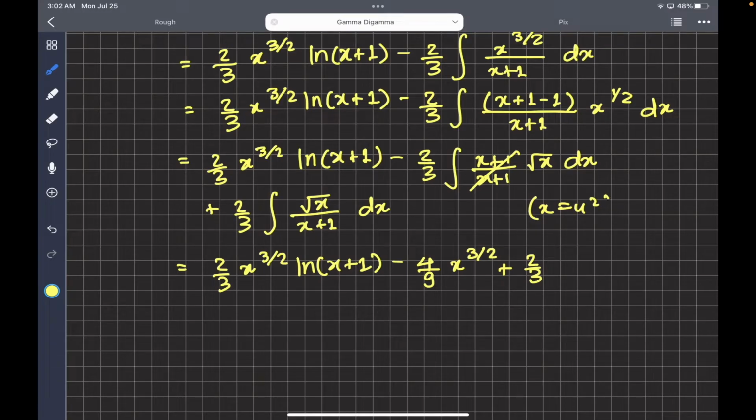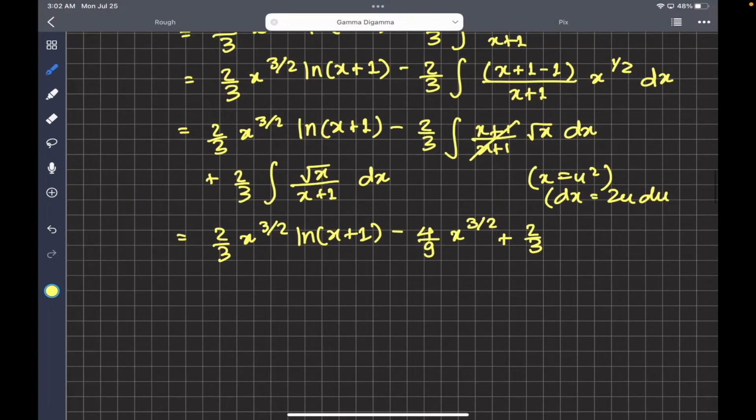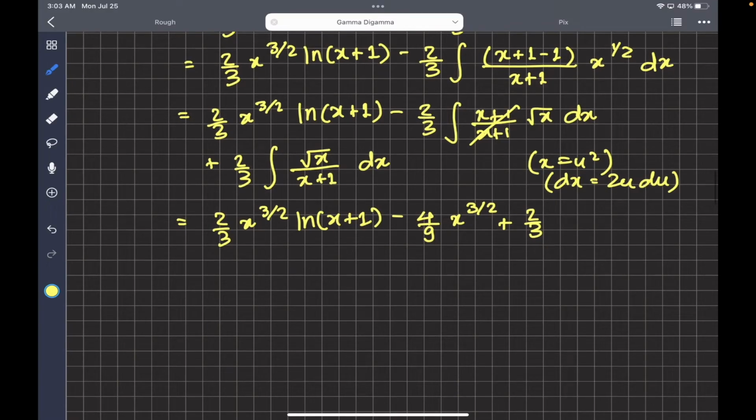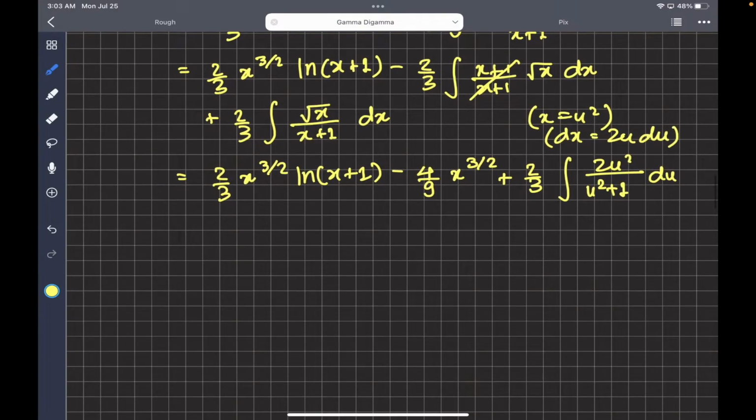x is u squared. So dx is 2u du. If I do that, I have 2u squared here divided by u squared plus 1 du. And again, this is beneficial because let me just paste this.